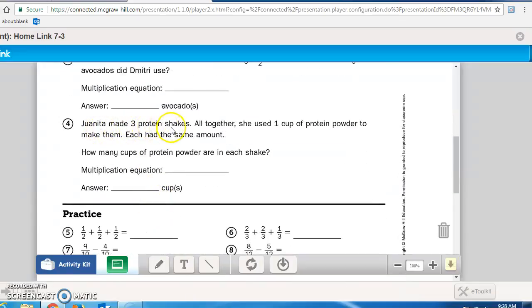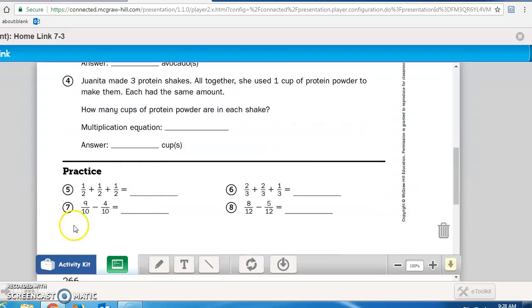Juanita made 3 protein shakes. Altogether, she used 1 cup of protein powder to make them. Each had the same amount. How many cups of protein powder are in each shake? Well, you have 1 cup, and you're dividing it by 3, so you're going to have a fraction. First, show it in a multiplication equation, and then write the fraction for your answer. And the final practice is adding and subtracting fractions. Finish Math Masters, page 266, then bring it up to me so I can check off that you have it done. This is the end of lesson 7.3.